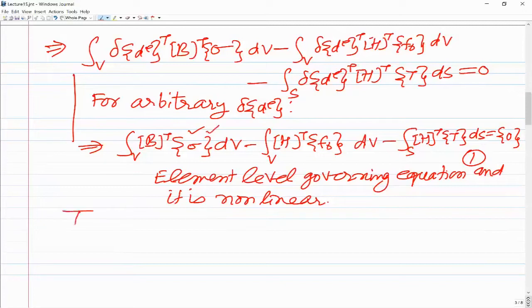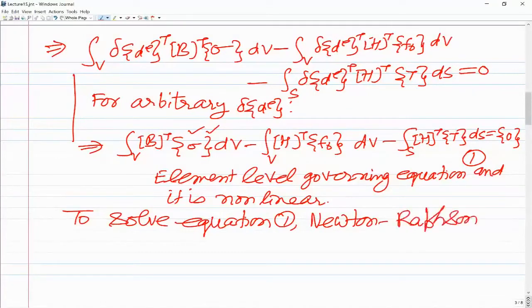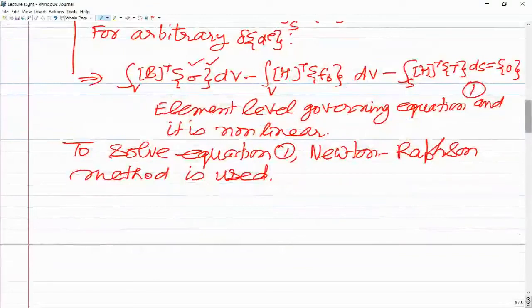So to solve equation 1, the Newton-Raphson method is used. Although most of you would have done this Newton-Raphson method, briefly, in a two variable problem, let me explain it, and then I will extend it to the problem we are discussing. So let me first take an example on the Newton-Raphson method, although most of you would have actually done it.